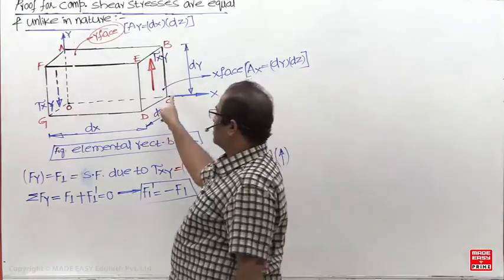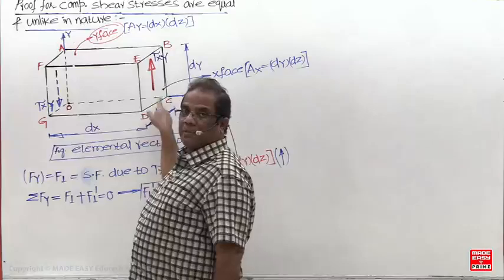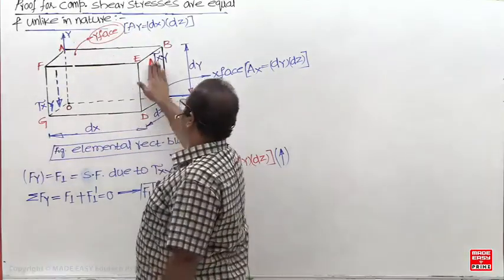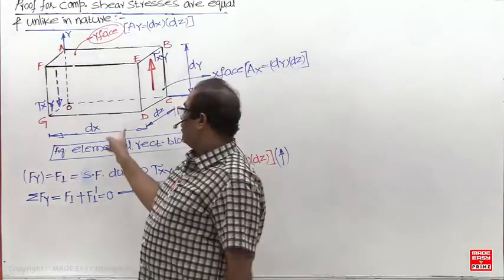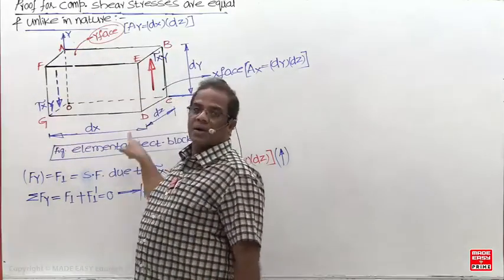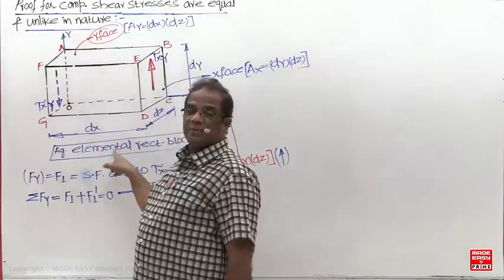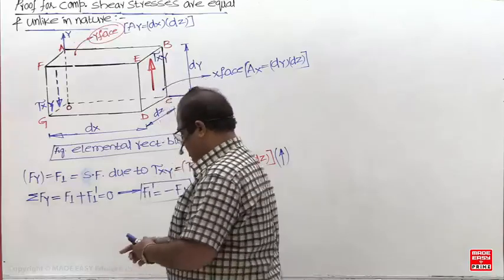Now these two forces, what will they form? A couple. These two will form a couple. F1 and F1 dash are both equal. They will form a couple in which direction? Anti-clockwise. In which plane? Vertical plane. Vertical plane means about which axis? About the z axis.